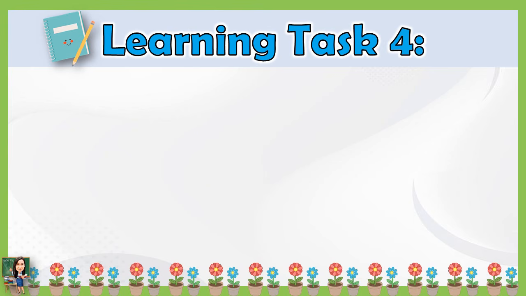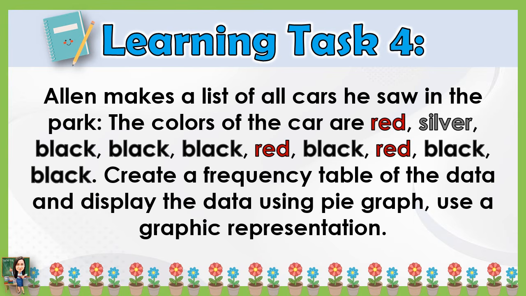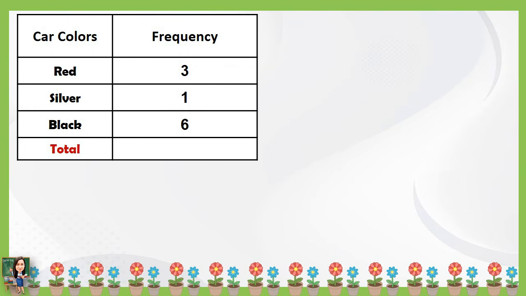For learning task 4, Allen makes a list of all cars he saw in the park. The colors of the cars are red, silver, black, black, black, red, black, red, black, black. Create a frequency table of the data and display the data using a pie graph. Use a graphic representation. Car colors. For the frequency, there are 3 red cars. There is 1 silver car. And there are 6 black cars, for the total of 10.